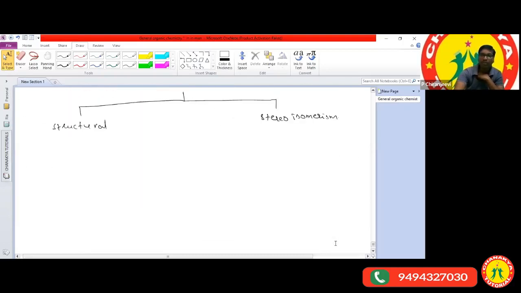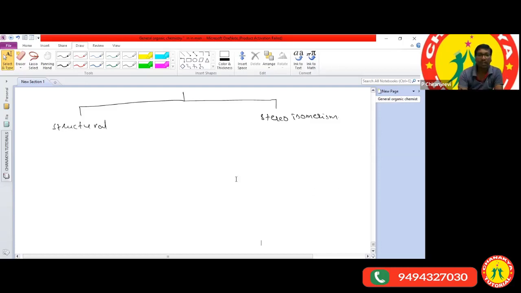First of all, what is meant by structural isomerism? Chanakya, Sri Veda, Sai Akshit. Madhusudan is absent today. Sai Akshit.